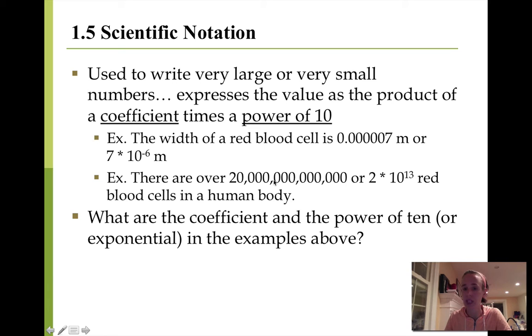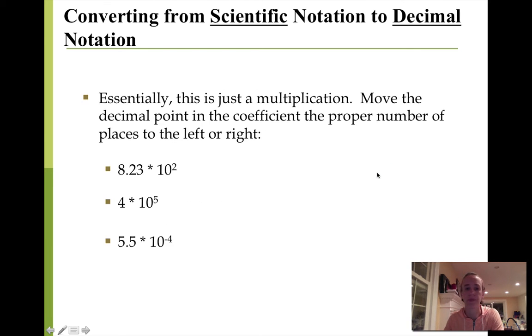So with scientific notation, we talk about the coefficient and the power of 10. Coefficient is simply that first number, the 7, and the power of 10 is that exponential term there, 10 to the minus 6. Over here, our coefficient is 2, and 10 to the 13th is the power of 10. So that's a bit of vocabulary.